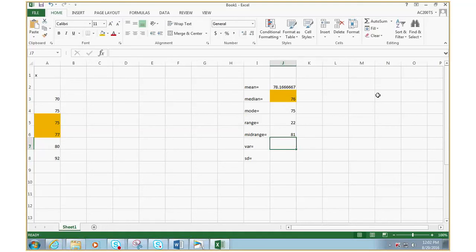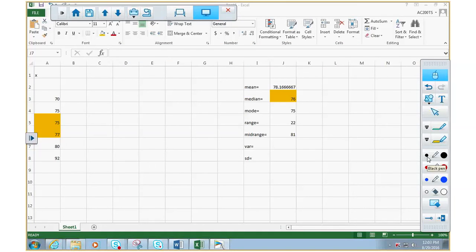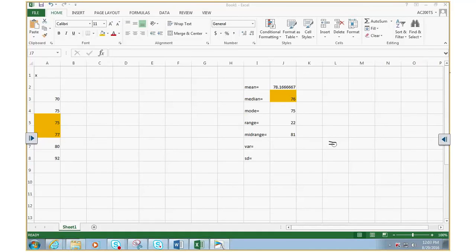Now you look at the formula. The formula says the variance is equal to the summation of x minus x bar, quantity squared, divided by n minus 1.